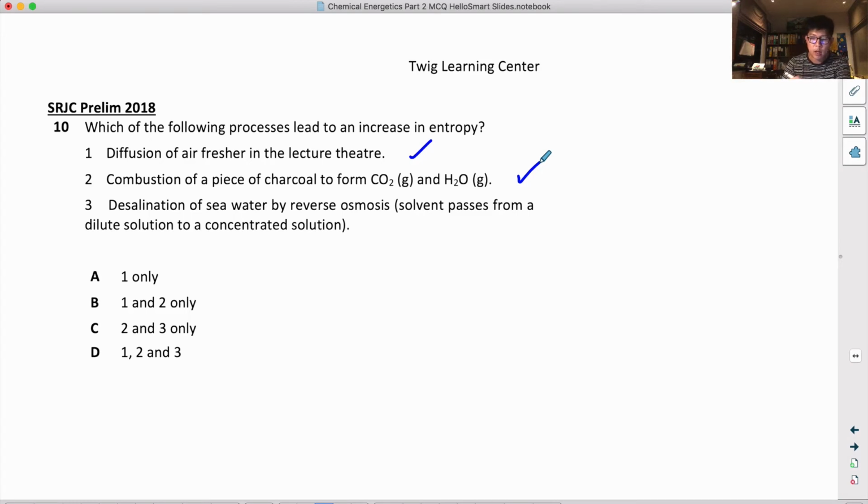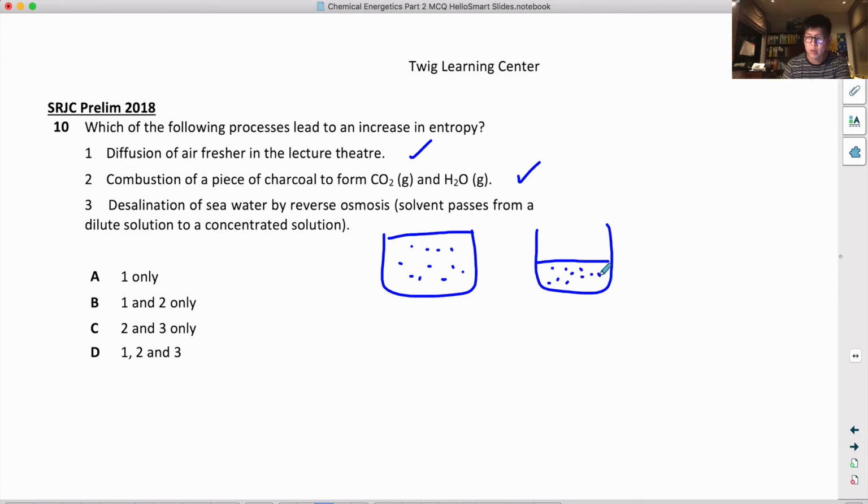Desalination of water by reverse osmosis from a dilute solution. So imagine this is seawater, a dilute solution. Once you do reverse osmosis with pressure, you push out the pure water, and actually the solution becomes more concentrated. If it's more concentrated, the particles are actually closer, so we say it's more ordered. So I'm thinking change in S should be negative. But this one says change in S must be positive, so I say this is not correct. So 10 should be only 1 and 2.